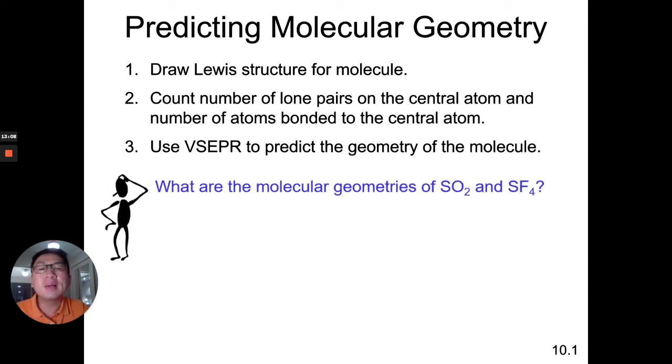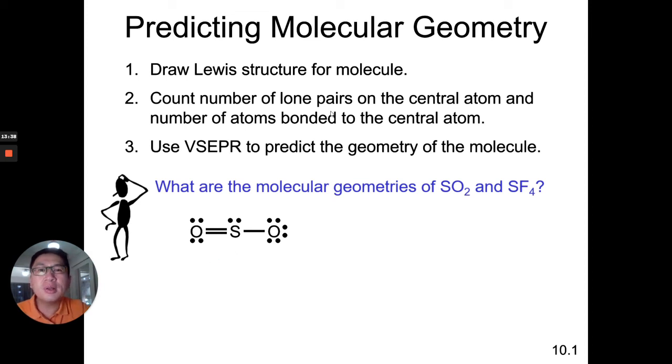Okay, so I'm going to do this as examples, 2 examples. What is the molecular geometry of sulfur dioxide and sulfur tetrafluoride? SO2, SF4. Let's start with sulfur dioxide. First thing, draw the Lewis dot structure. I'm assuming you know how to draw a Lewis dot structure. Here it is. This is a Lewis dot structure of sulfur dioxide. So step 1, draw the Lewis structure.